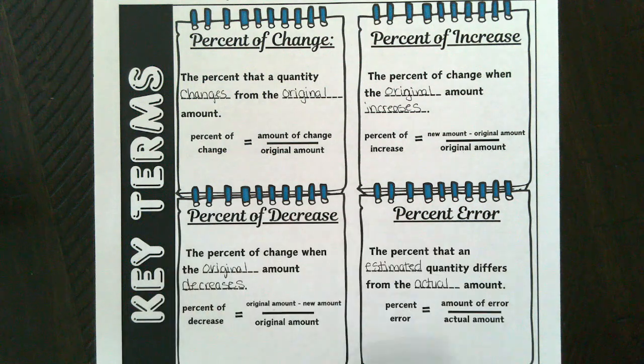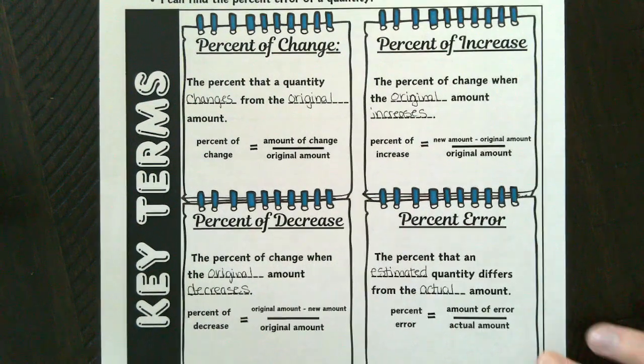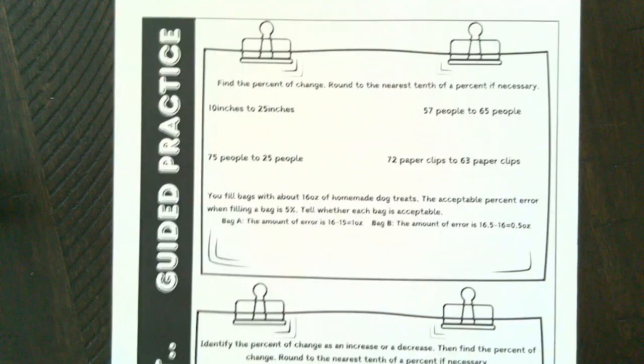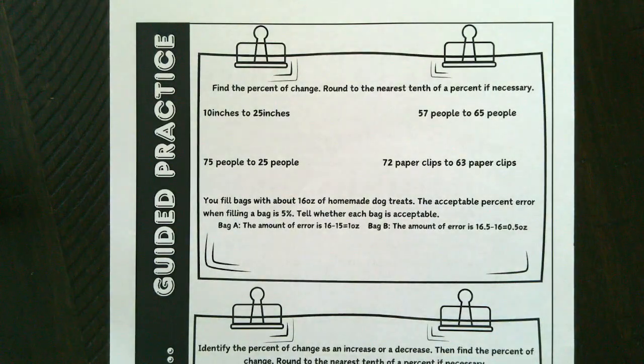Okay, so these formulas are going to be important as we go through this section, so make sure that you're referencing the formulas on the front of this page. And we'll come back to it a couple times too as we do the guided practice. So let's look at the back side. So here's our guided practice. And what we're going to do here, first we're going to find the percent of change, round to the nearest tenth of a percent if necessary.